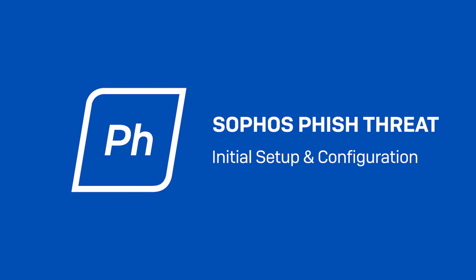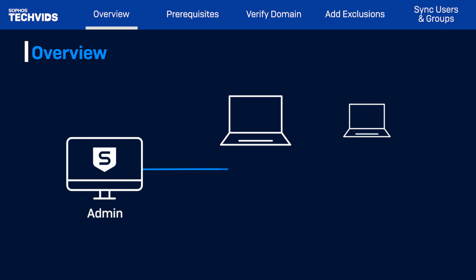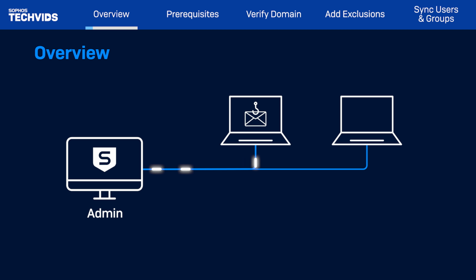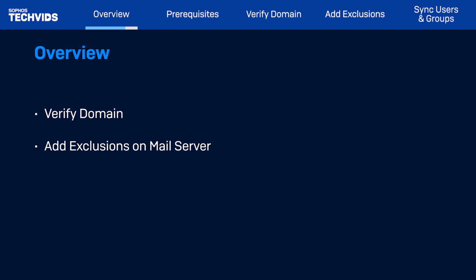Today I'll show you how to set up and configure Sophos Phish Threat. Sophos Phish Threat allows you to simulate phishing attacks, providing valuable training for your end users and keeping your organization secure. I'll walk you through the steps to verify your domain, add the necessary exclusions on your mail server, and sync your users and groups.